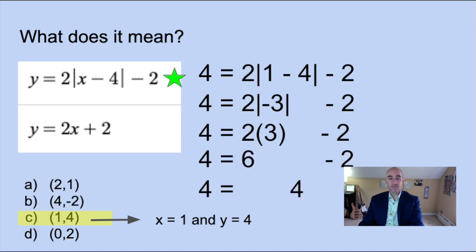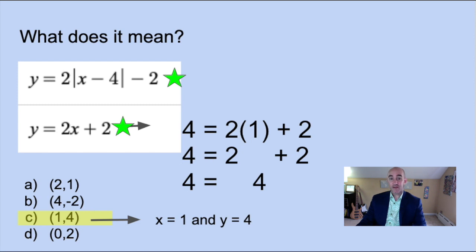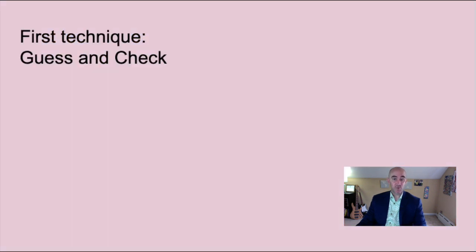That's a true statement. Now let's check to see if it satisfies the second equation, because if it only satisfies one, it's not a solution to the system. Substitute 1 and 4 again for x and y, simplify, and there you have it. So what it means for something to be a solution to a system of equations is that the values make both equations true. That actually brings us to our first technique, which is we can use guess and check.